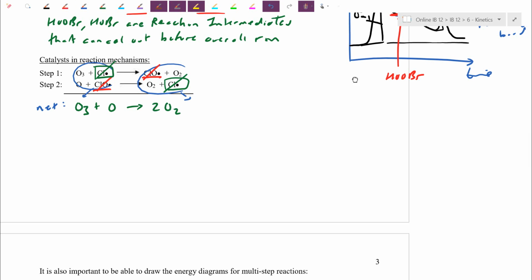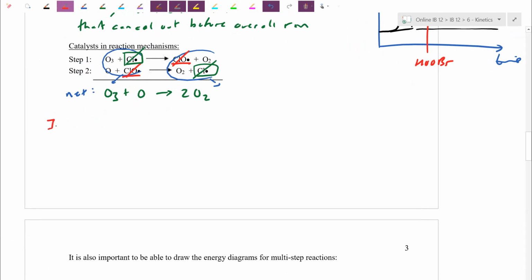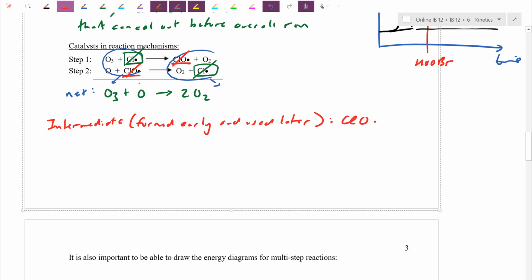In this case, just terminology-wise, for an intermediate, again, just for clarity, an intermediate is formed early and used later. So it's formed in some early step, used up later. That would be like ClO, right? ClO was not something I had put in. It just came out of step 1 and it got used up and basically it's gone. It does not need to be the subsequent step. It doesn't need to be the step right after. This could be a 10-step mechanism. As it gets used up in step 9, it's still an intermediate.